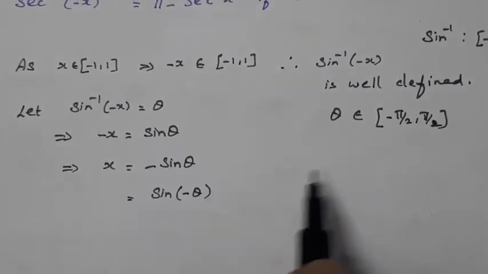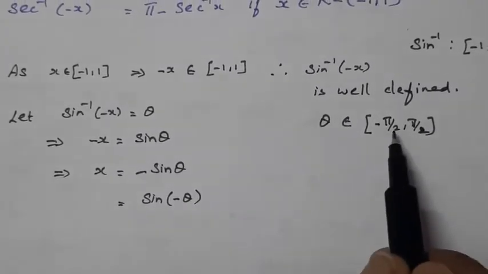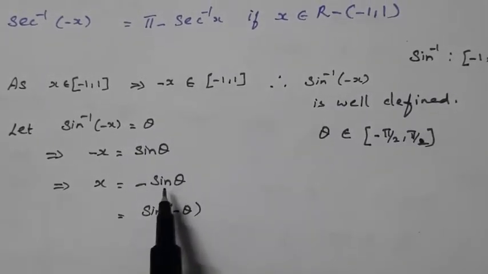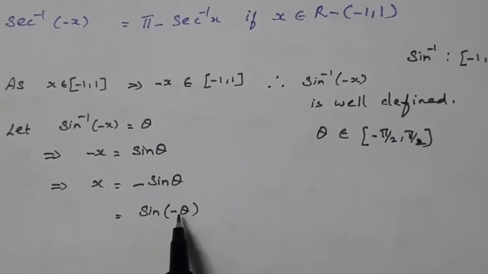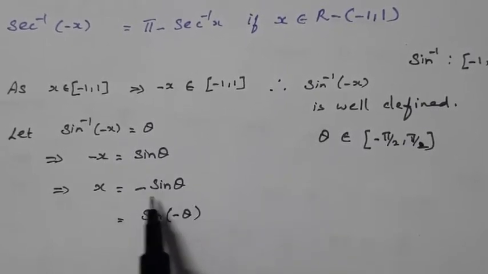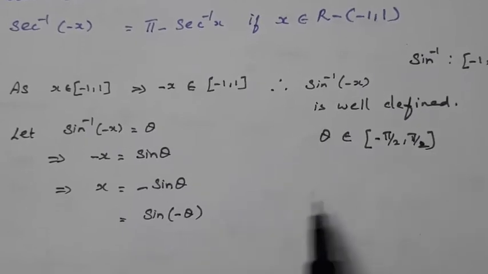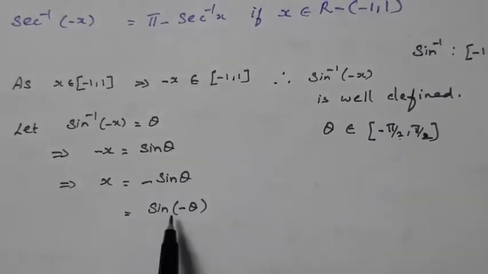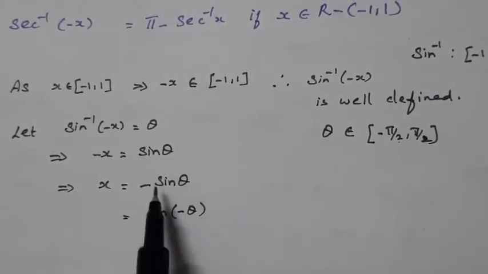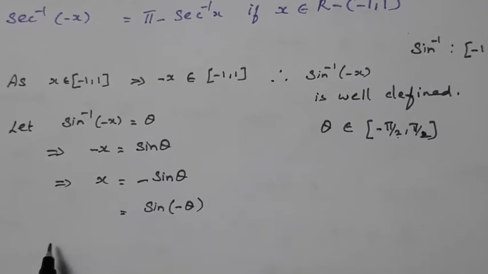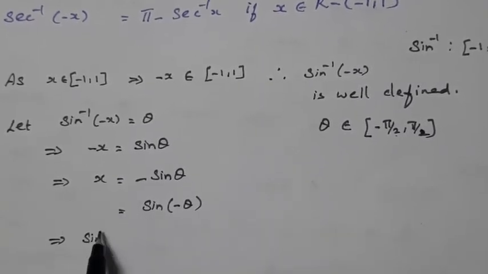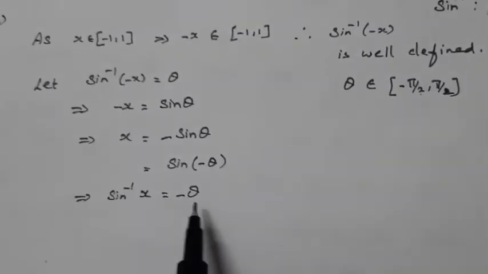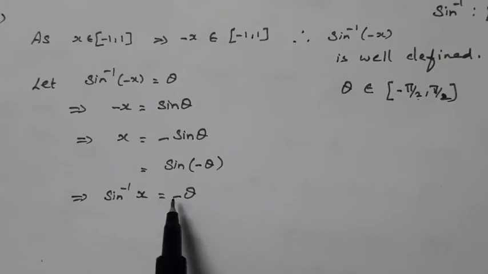Moreover, for sine inverse, the angle should belong to the fourth quadrant and the first quadrant. So minus sine theta is equal to sine of minus theta, and minus theta lies in the fourth quadrant, that is in our required range. So we can rewrite this as sine of minus theta. Again, by definition, moving the sine to the opposite side, sine inverse of x is equal to minus theta.